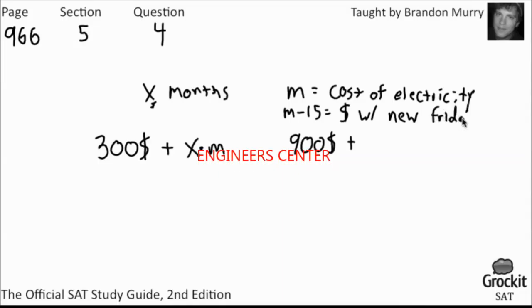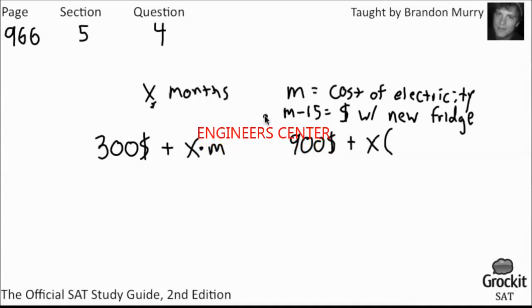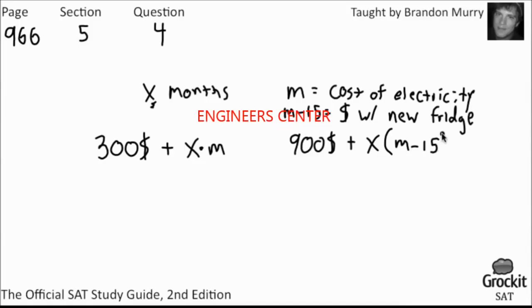Alright? So we can represent this algebraically. Let's say, once again, X months times the cost of electricity with this new refrigerator, which is M minus 15. So this expression gives us the total cost of buying a new fridge plus the amount they'll spend on electricity, which happens to be less than if they did not buy a new refrigerator.